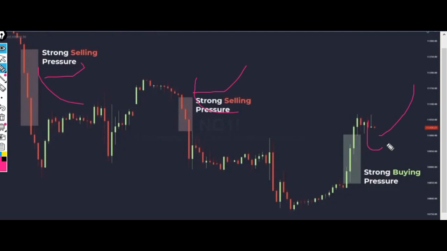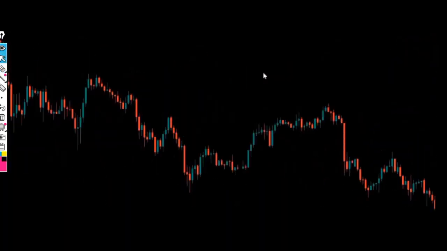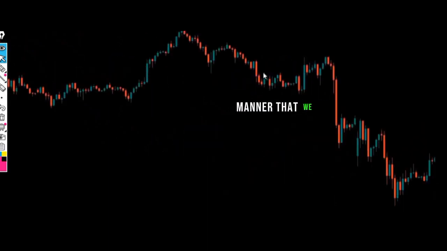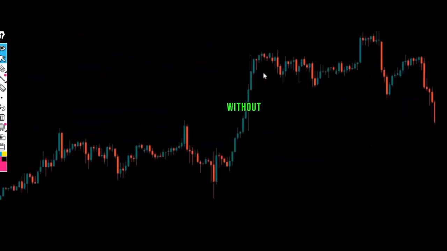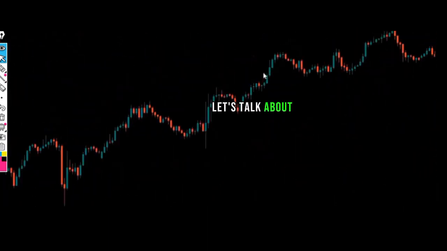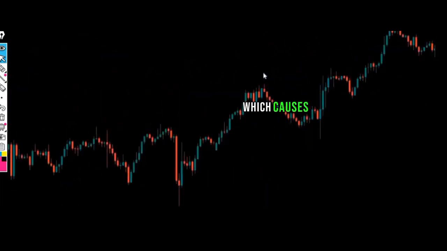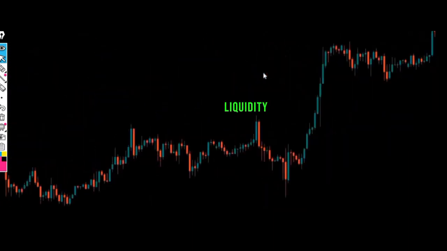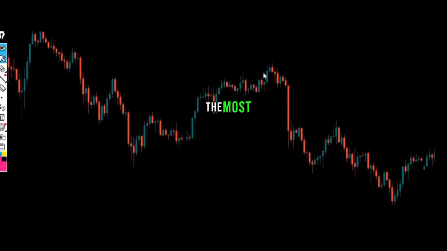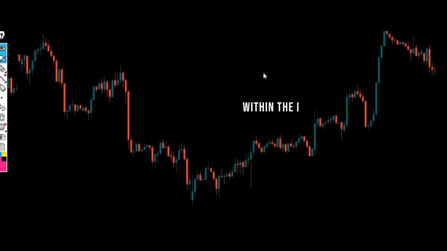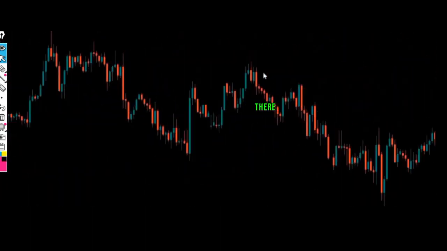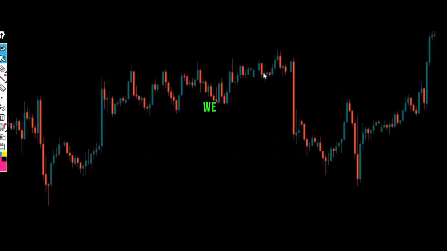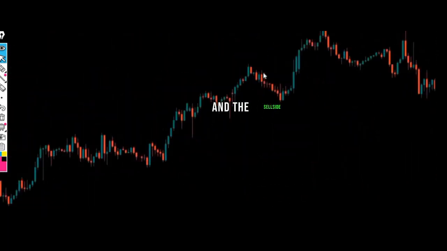You understand me? And so guys, having understood where displacement comes from, I would love us to understand liquidity. And ICT breaks down liquidity in a manner that we can all understand. And so guys, without further ado, let's talk about liquidity, which causes displacement. And so guys, liquidity is the first and arguably the most important concept within the ICT trading methodology. So there are two types of liquidity. We have the buy side liquidity and the sell side liquidity.